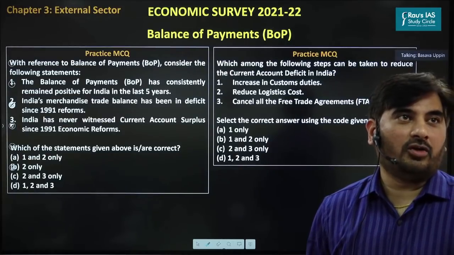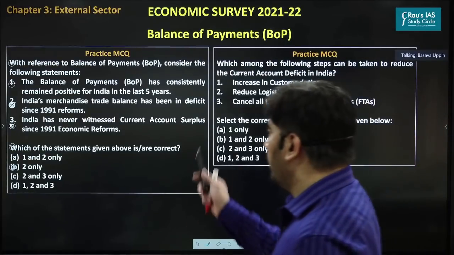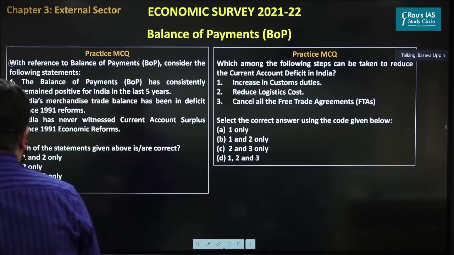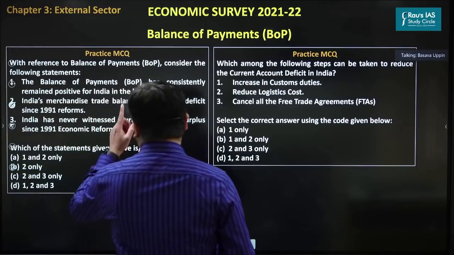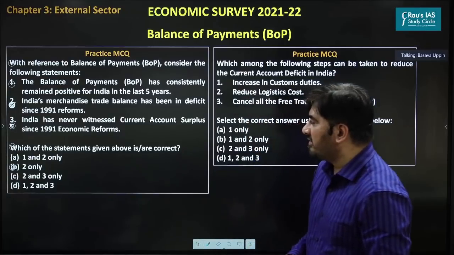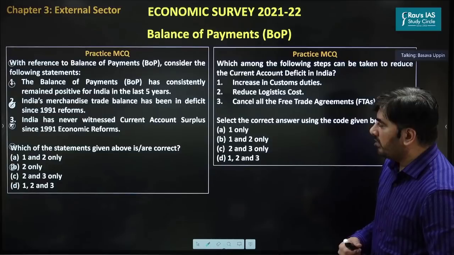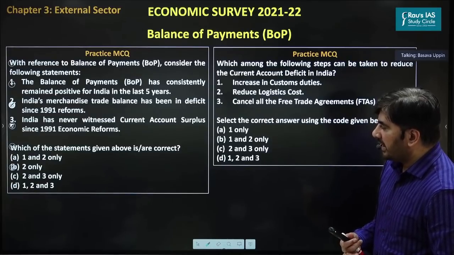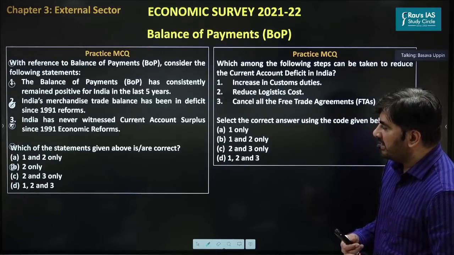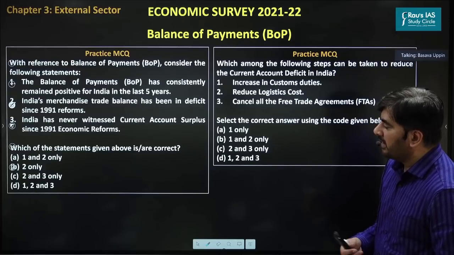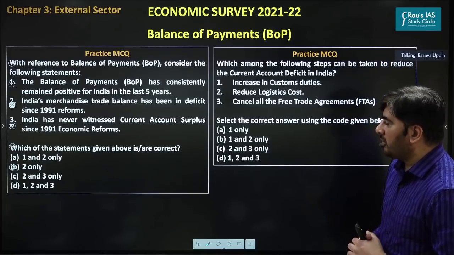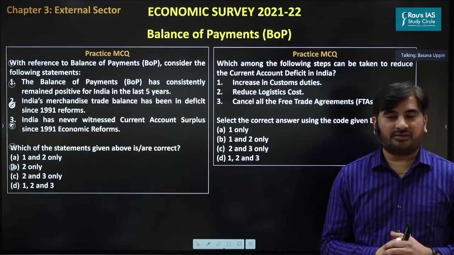Okay. Now look at the practice question. Look at the practice question number 1 and let me know the answer. With reference to balance of payment, consider the following statements. One, the balance of payment has consistently remained positive for India in the last 5 years. Two, India's merchandise trade balance has been in deficit since the 1991 reforms. Three, India has never witnessed current account surplus since the 1991 economic reforms. What do you think is the answer?